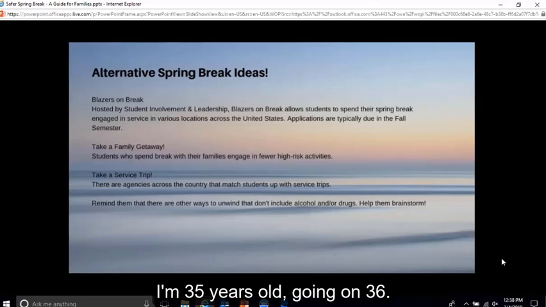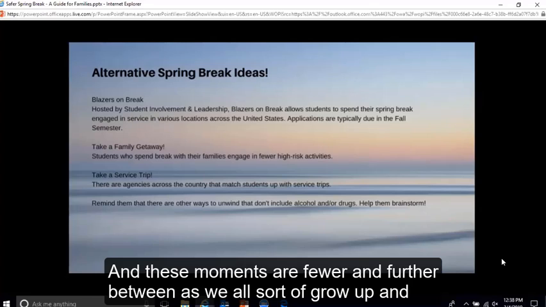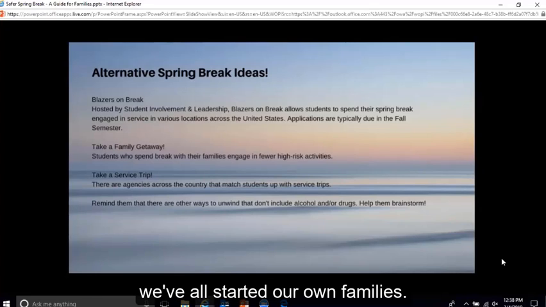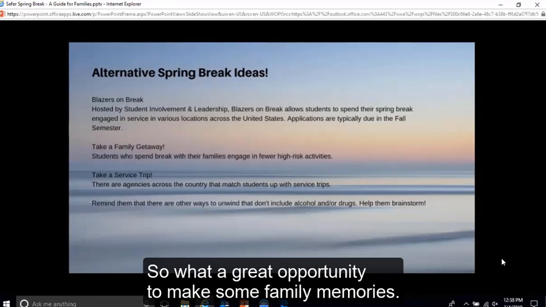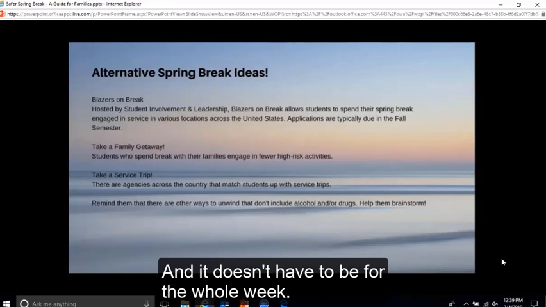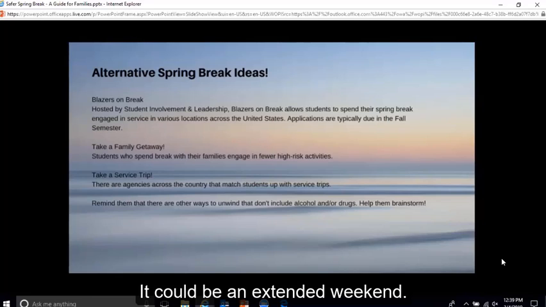I'm 35 years old, going on 36. I live far away from my family, and these moments are fewer and further between as we all grow up and start our own families. So what a great opportunity to make some family memories. It doesn't have to be for the whole week. It could be an extended weekend.